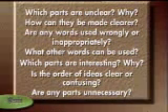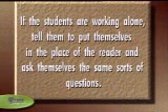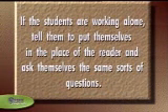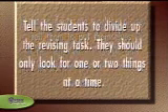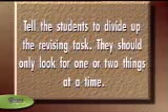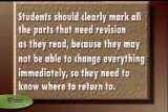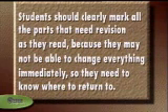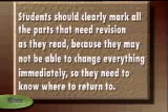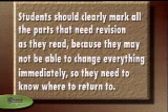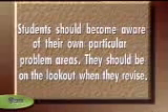If they are working alone, tell them to put themselves in the place of the reader and ask themselves the same sorts of questions. Tell them to divide the revising task. They should only look for one or two things at a time. They should clearly mark all the parts that need revision as they read, because they may not be able to change everything immediately. So they need to know where to return to. Lastly, they should become aware of their own particular problem areas. They should be on the lookout when they revise. Please refer to the TSM for other guidelines on revision.